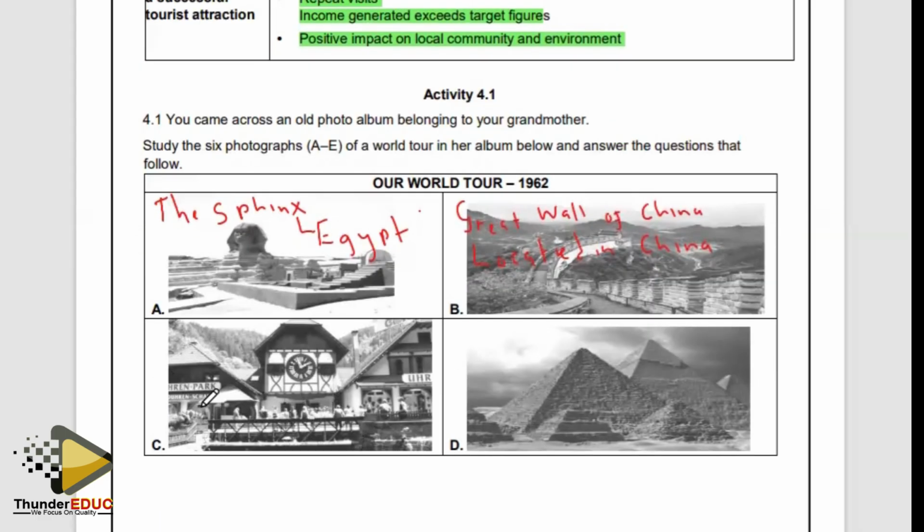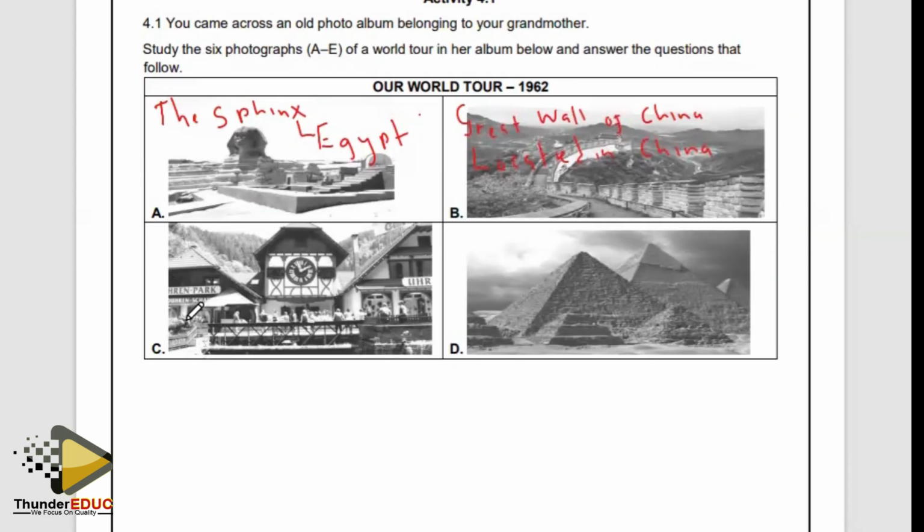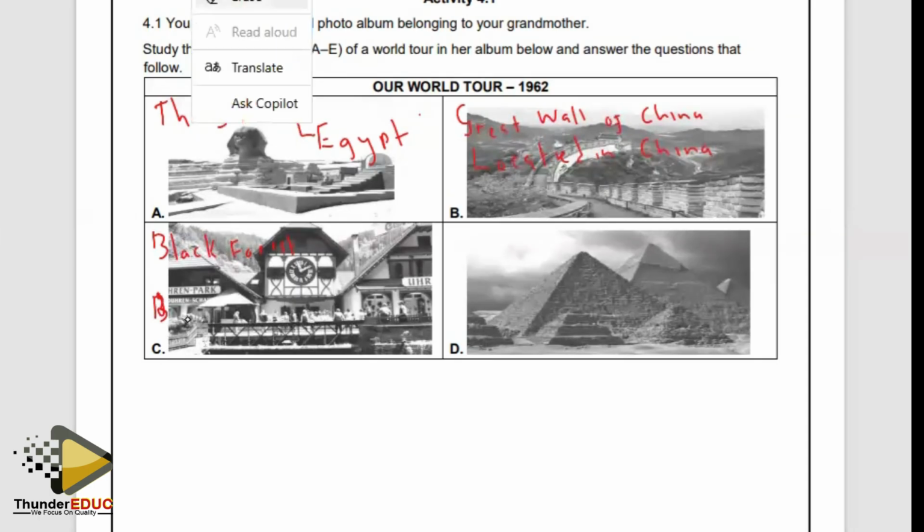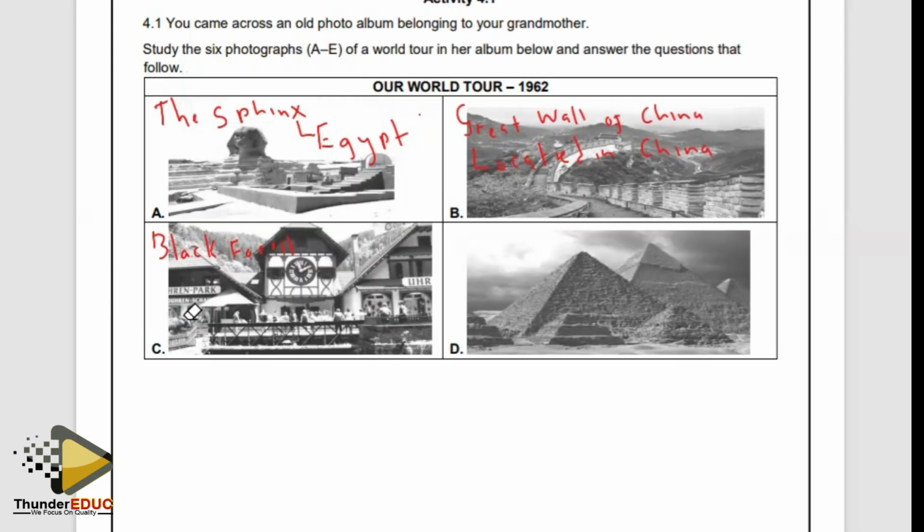The next one will be, this is the Black Forest. You can see the forest which is in the background there. So that is the Black Forest. The location is Germany. The name of the country is Germany.